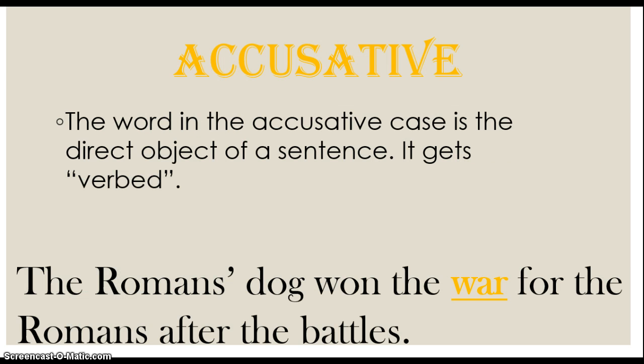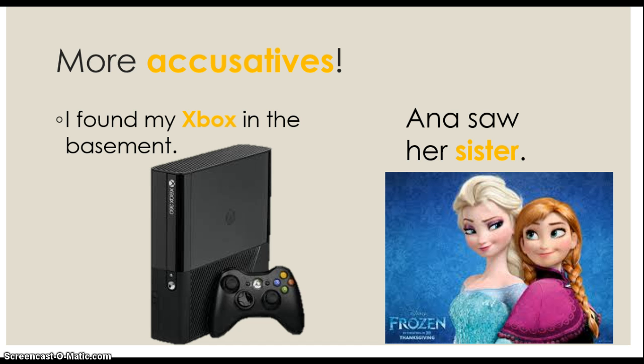And the next case is the accusative case. So this is the direct object of the sentence. Some people say it gets verbed. So in the sentence, the Romans' dog won the war for the Romans after the battles. What did the Romans' dog win? The war. So war is the direct object and is in the accusative case.